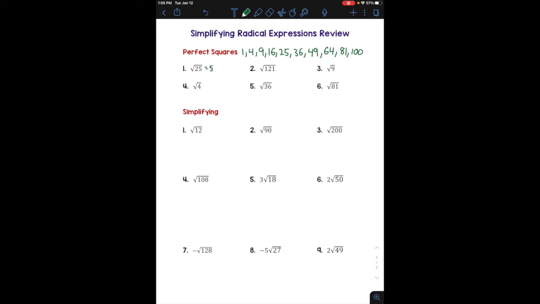For number 3, what number times itself would be 9? That would be 3. And for number 5, what number times itself would give us 36? That would be 6.